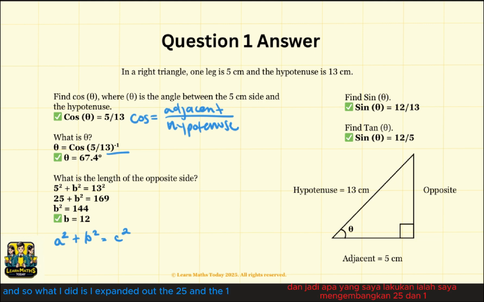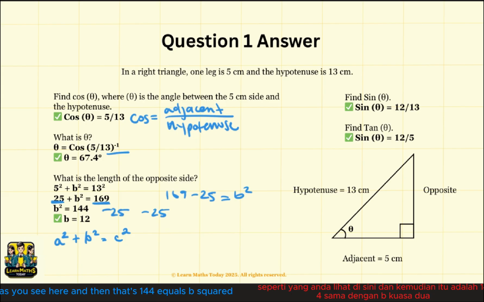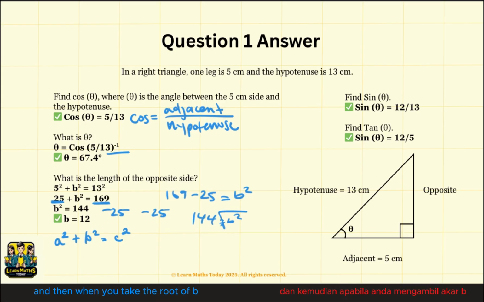And so what I did is I expanded out the 25 and the 169, and then to isolate b, I subtracted 25 from both sides, which would give me 169 minus 25 is equivalent to b squared, as you see here. And then that's 144 equals b squared. And then when you take the root of b squared, it's giving you the root of 144. So b would equal 12, as you can see here.